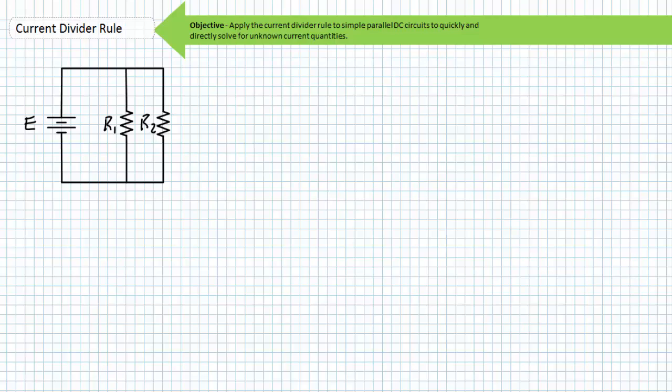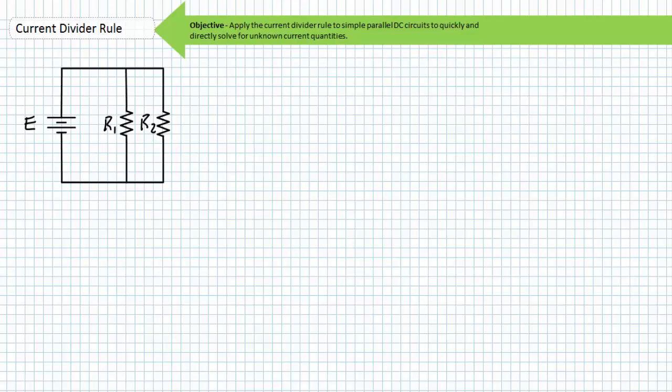This should appeal to those of you that have better things to do than perform endless basic Ohm's law calculations to solve for required unknowns. Whatever you choose to do during the spare time is up to you, but the point is you'll have more time to do it if you learn to use the current divider rule correctly.